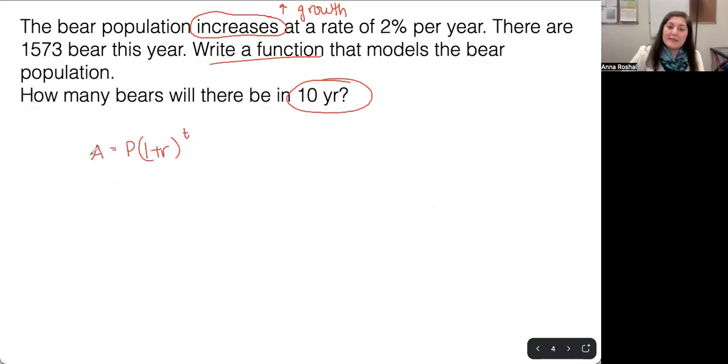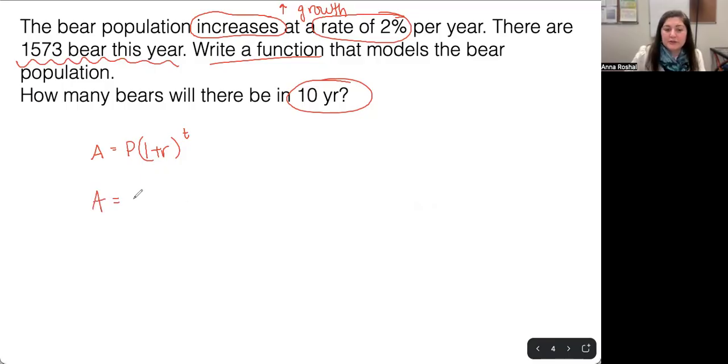They use the A and the P very, very loosely. It doesn't always mean principal and it doesn't always mean annuity. In the case of these bears, the bear population growing, there's no money being exchanged, right? This is not a money situation, so there's no annuities and there's no principal. It's just the beginning amount and the ending amount. We know that the rate is 2% per year, and we know that there's 1573 bears this year.